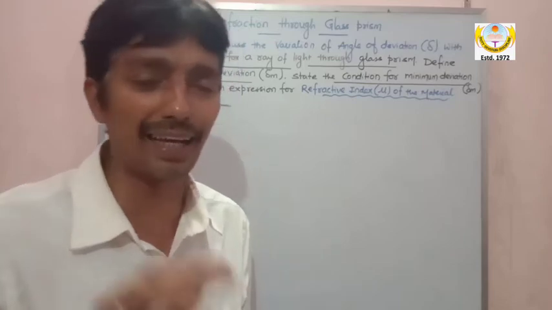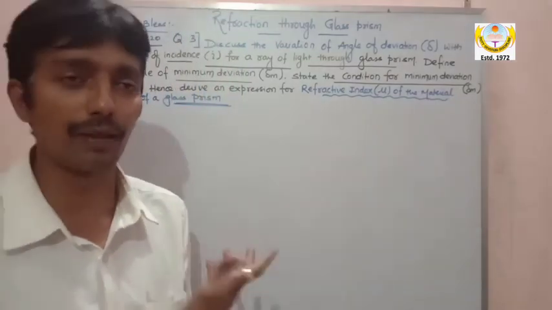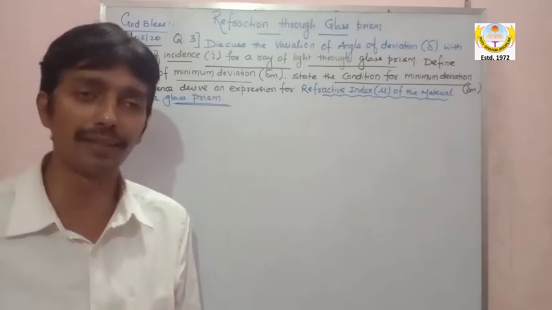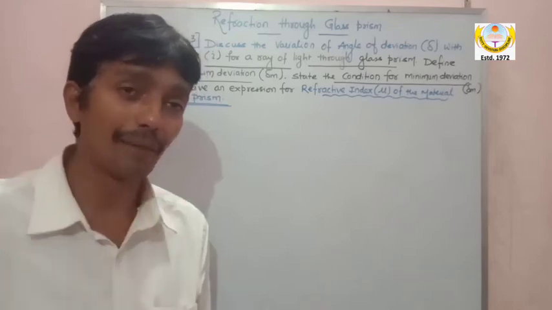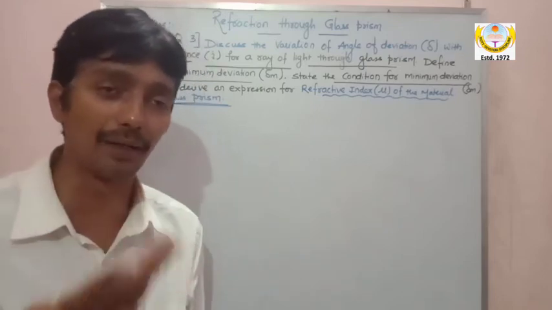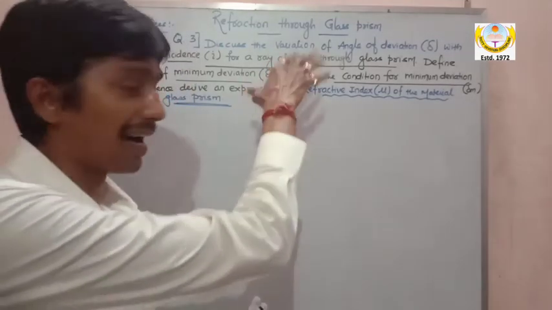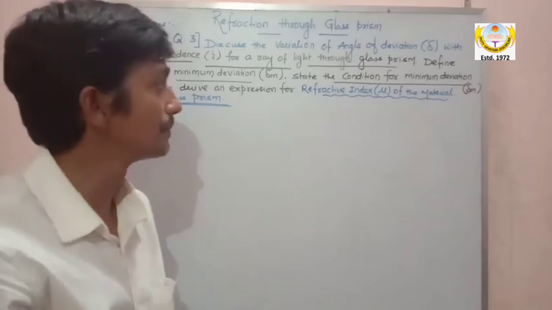One is delta and the other is I. Delta is angle of deviation. Just now we finished the topic on deviation, the expression for deviation. There I told you that deviation depends upon angle of incidence. But I told you that we will discuss later how it is depending on angle of incidence. So now this is a graph which will tell us how delta and I vary with each other.